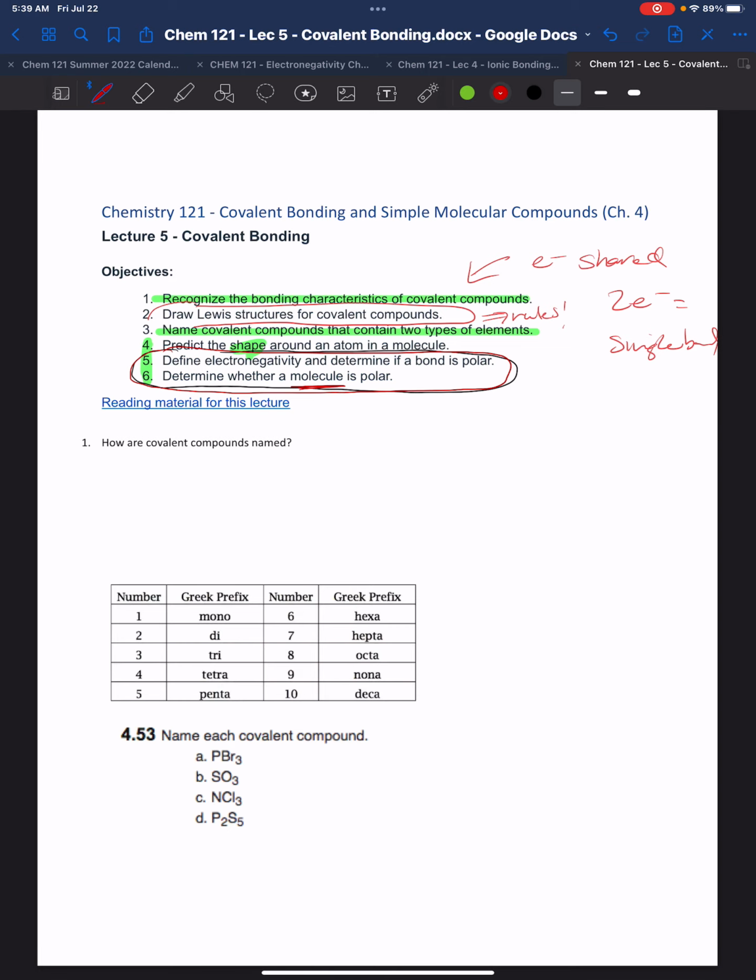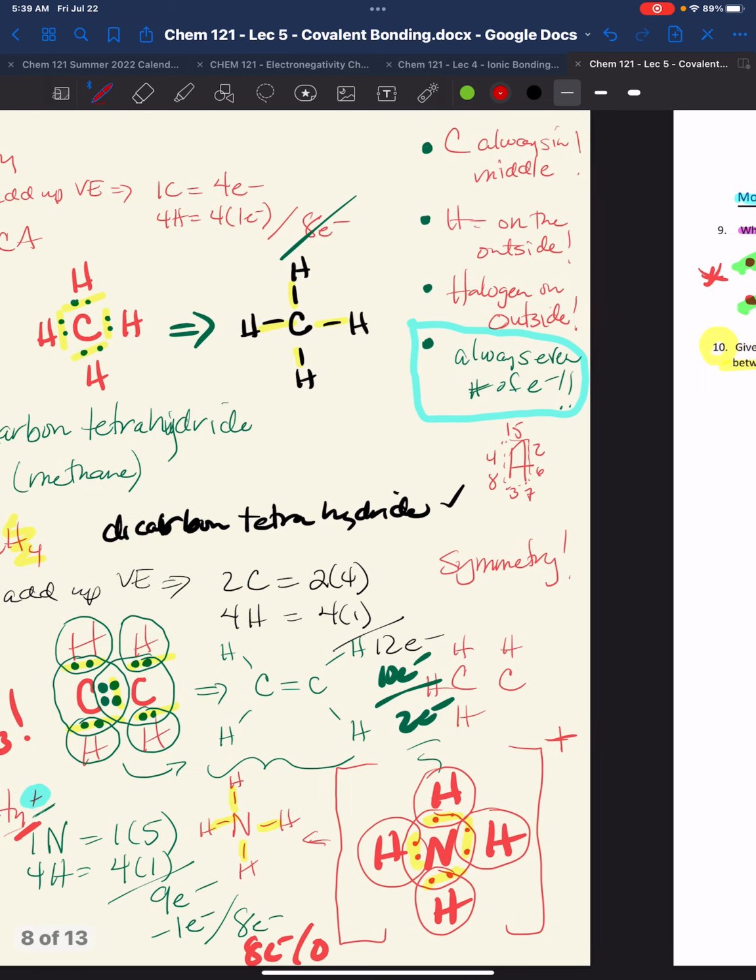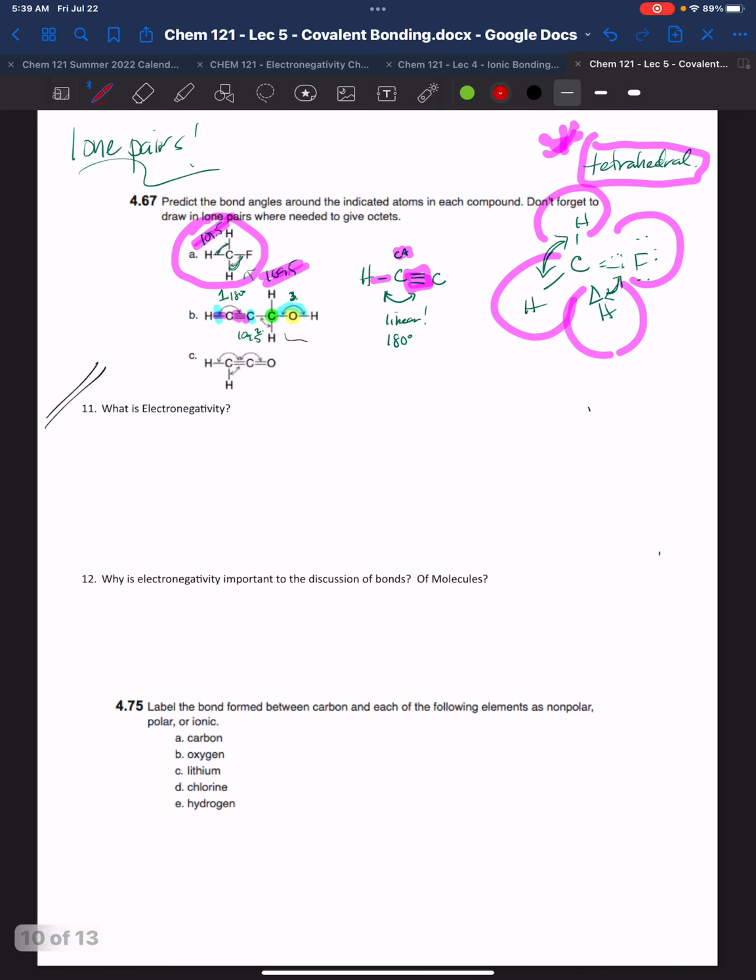What happens here is we're going to put all these concepts together: the shape of a molecule, this idea of unequal sharing of electrons between atoms, and the symmetry of these molecules, so that we can determine the polarity. And basically, polarity is really important.